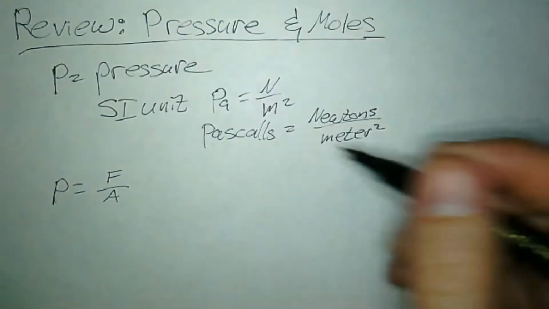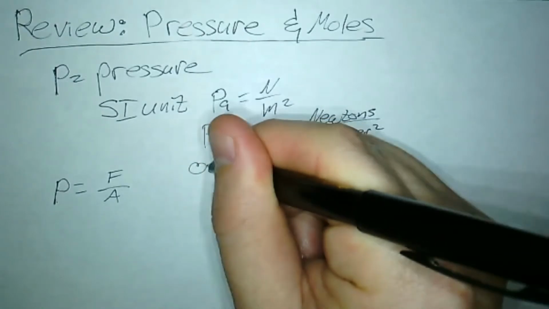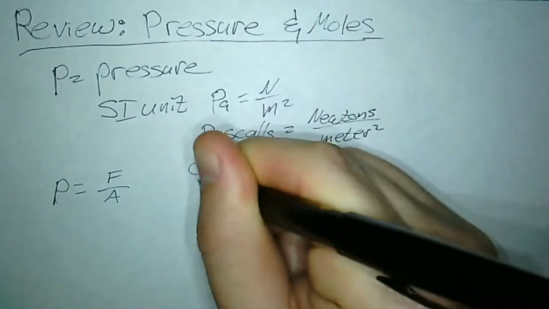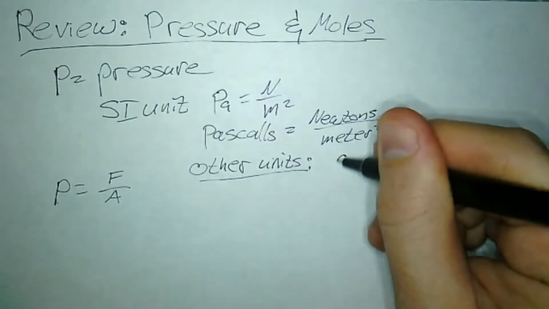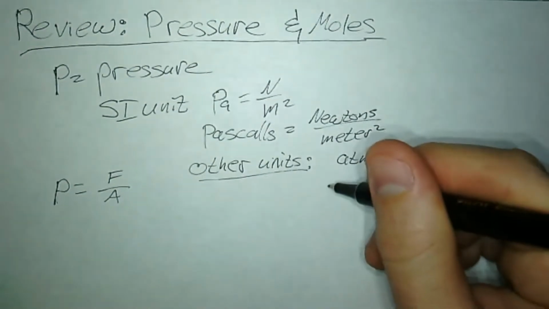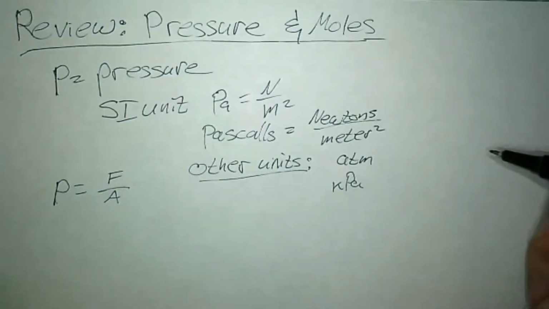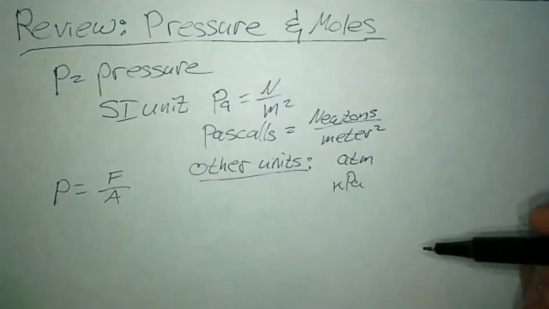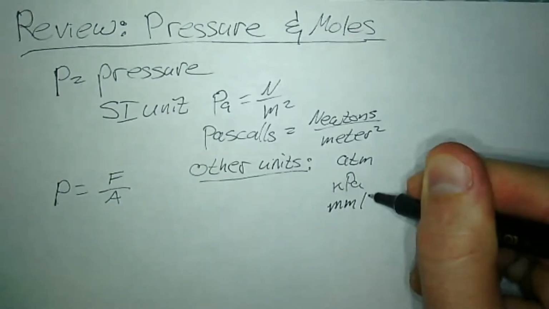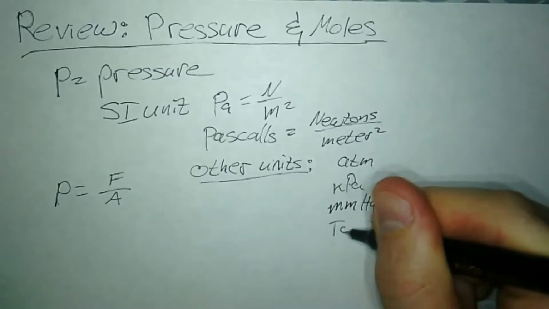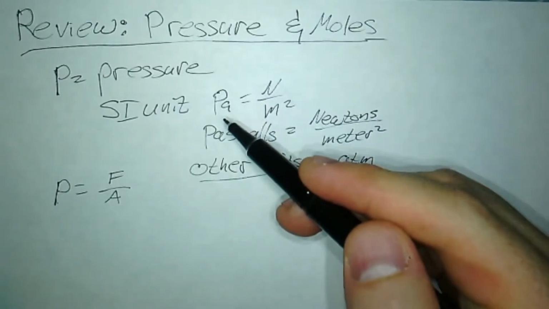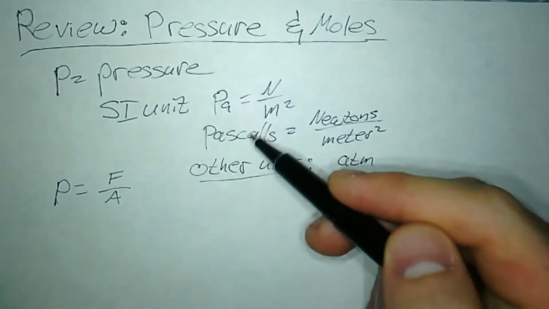Some other units for pressure that we're not going to use, but you might have learned in chemistry class, I'll just say these real briefly, are going to be atmospheres. You might have used kilopascals some, and that's fine. It's just 1,000 pascals. And then you also probably had something like millimeters of mercury, maybe torr, something like that. But we're going to stick pretty much exclusively with pascals.